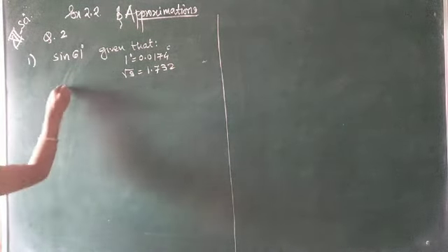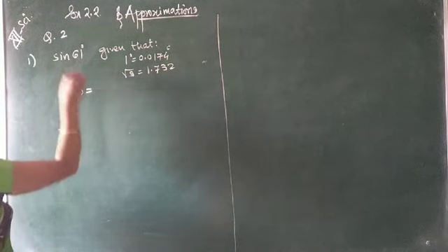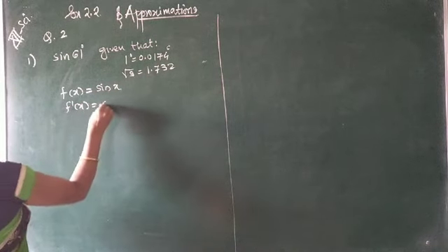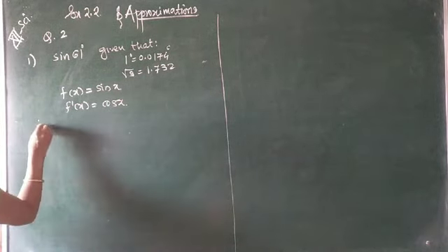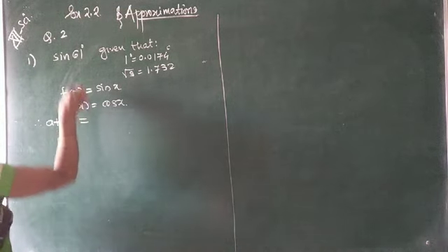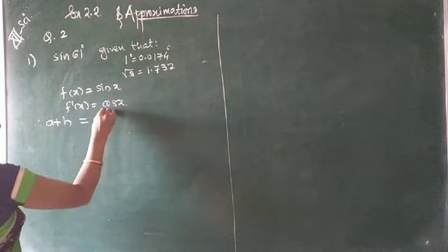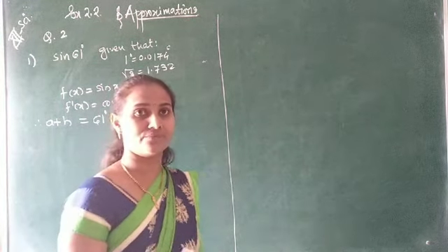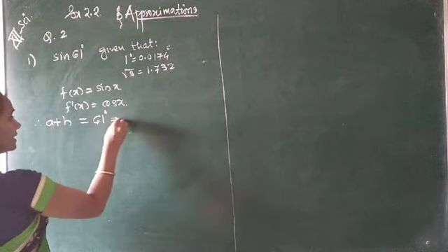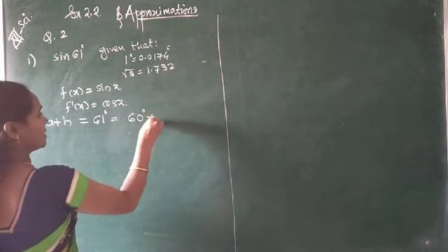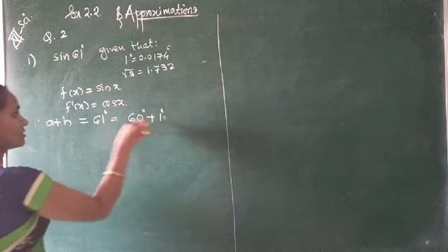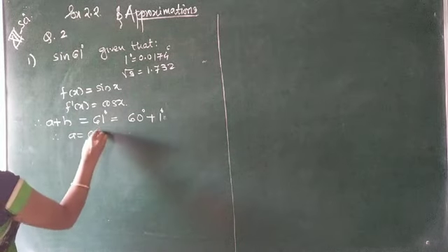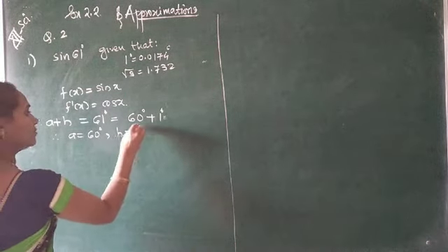Let us consider f of x, a function in terms of sine, that is sin x. Then the derivative of sine is cos x. Now let's say a plus h means the value which is 61 degree. But we can't find the 61 degree directly. We know particular angles, that is 30, 60, 45 and so on. So we split the 61 degree as 60 degree plus 1 degree. Therefore a is equal to 60 degree and h is equal to 1 degree.